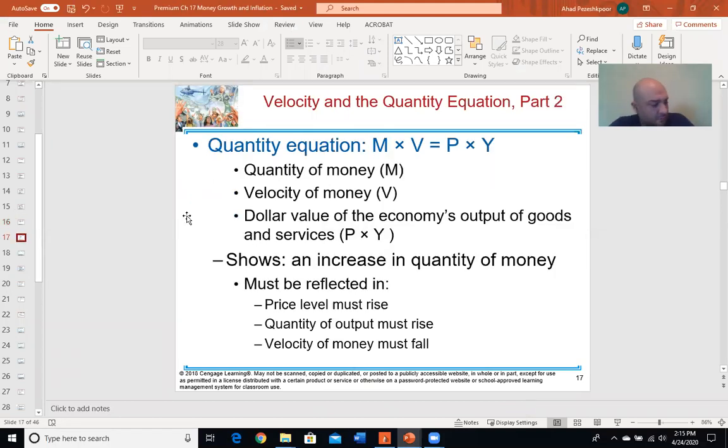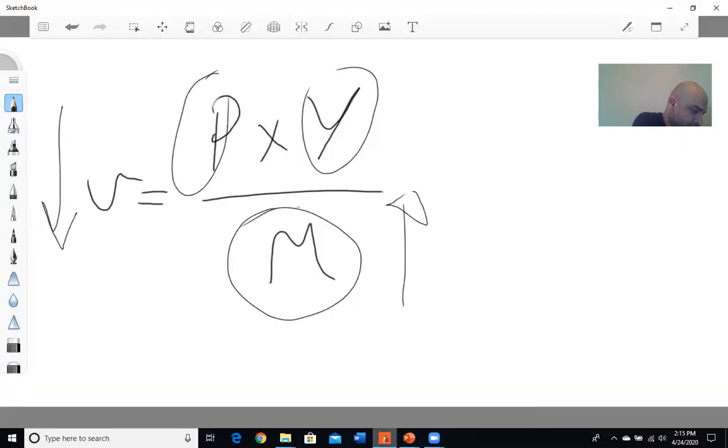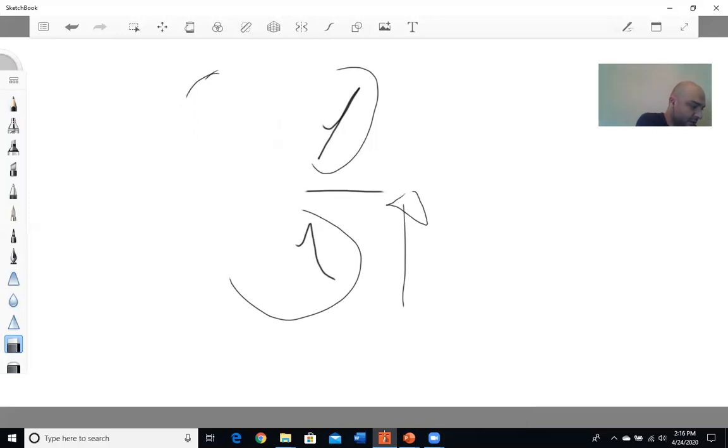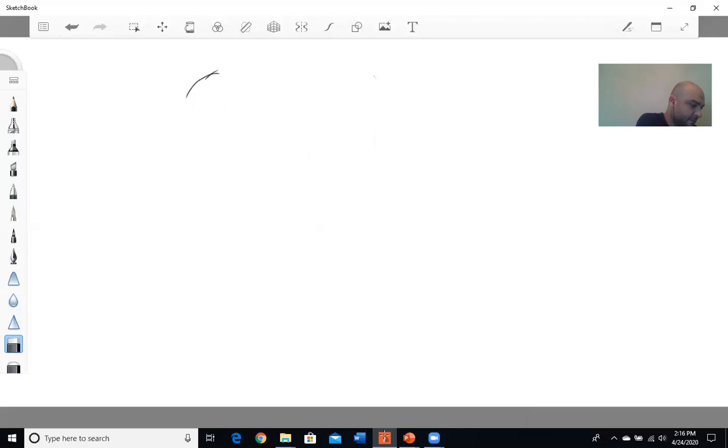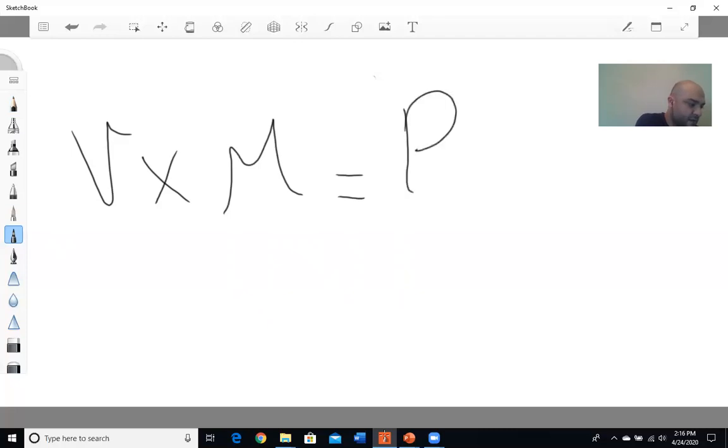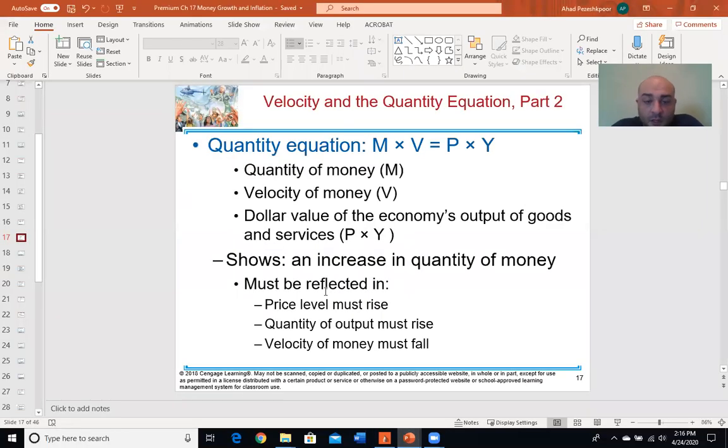Quantity equation. Again, here, you can take this and multiply both sides of this equation with M. What will you have? It will be V multiplied by M, which is equal to P multiplied by Y. It's quantity of money, velocity of money, dollar value of the economy's output of goods and services.